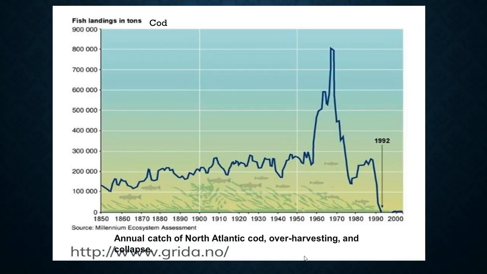I want to kind of show what the humans are doing as well. So this is for cod. This is the fish landing in tons. So it goes from 0 to 900,000 tons. It starts in 1850, goes up to about 2005 or so. So this is the annual catch of North Atlantic cod, showing overharvesting.